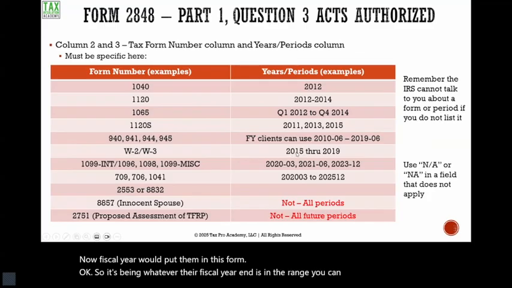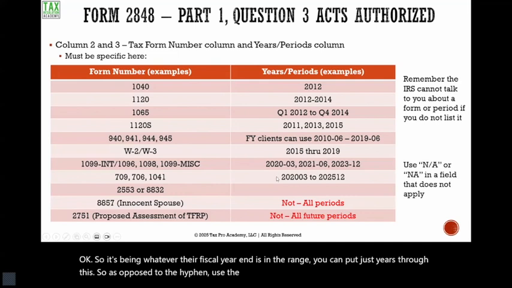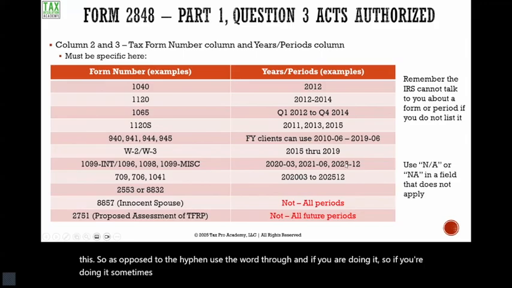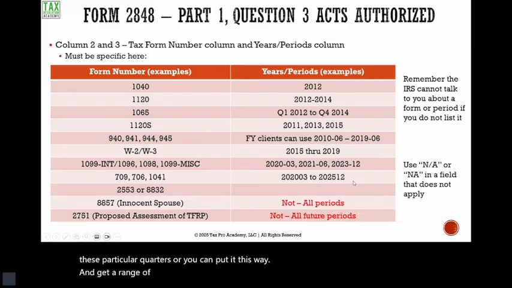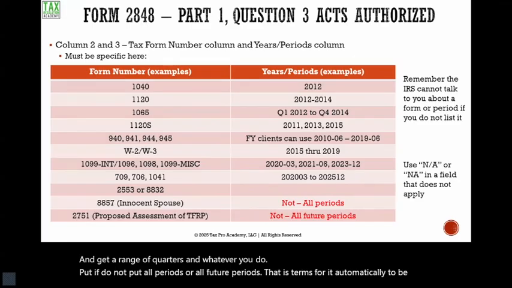You can put just years using the word "through" as opposed to the hyphen. If you're doing payroll related by quarter and want specific quarters, you can list those particular quarters, or you can put it this way to get a range of quarters. And whatever you do, do not put "all periods" or "all future periods." That is terms for it automatically to be rejected and sent back to you.